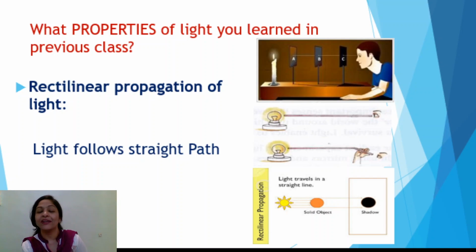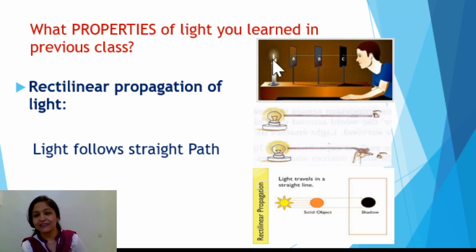So first of all, we will see rectilinear propagation of light. What is meant by rectilinear propagation? Rectilinear propagation means light follows a straight line path, and in everyday life we can see the light is coming in a straight form. But if you want to see it practically, with the help of a very simple experiment, we can show that light is following a straight line path.